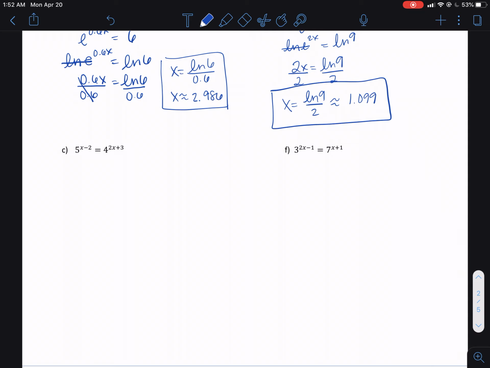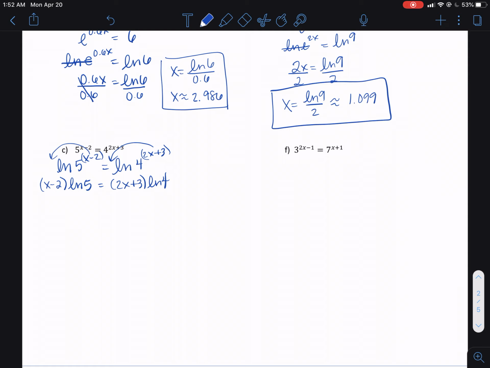So we're going to natural log or log, whichever you choose, both sides. For the sake of writing, I'm just going to use natural log. So we have the natural log of 5 to the x minus 2 power equals the natural log of 4 to the 2x plus 3 power. So we can put these in parentheses and we can move them to the front. Okay, so we have the quantity of x minus 2 times the natural log of 5 equals the quantity of 2x plus 3 times the natural log of 4.